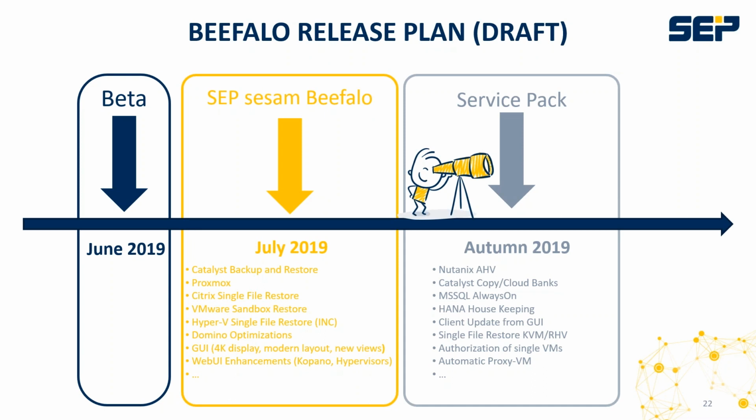However, if we delete a backup, we have to be in sync with the HANA catalog, and we will tell HANA that we have deleted the backup, and then both catalogs are in sync. Client update from GUI, it's a requirement from our customers.